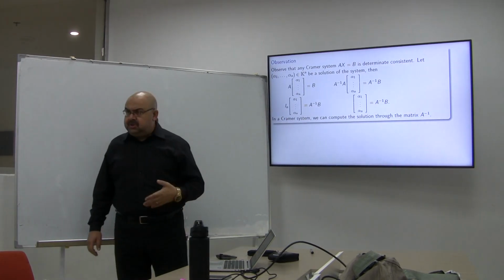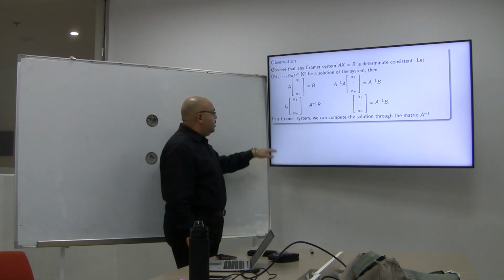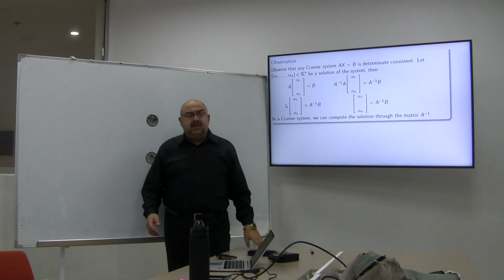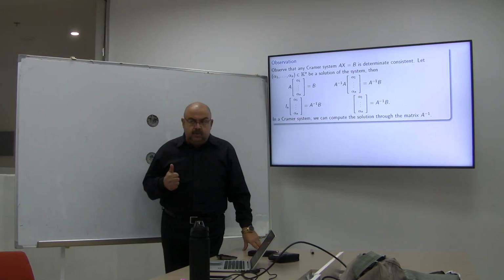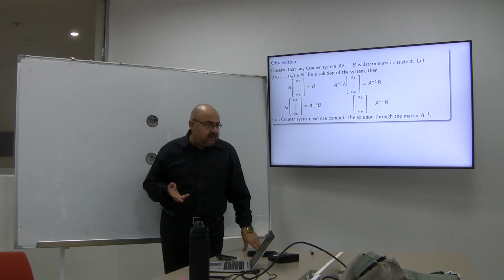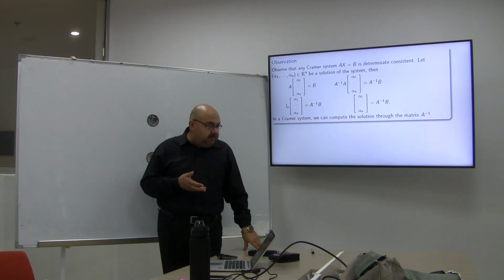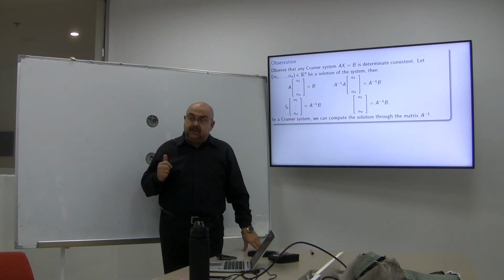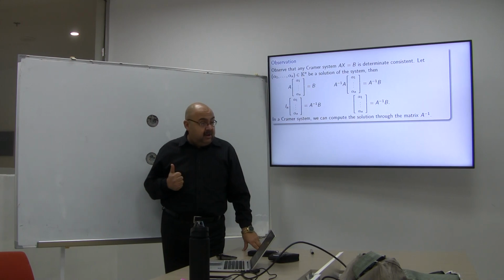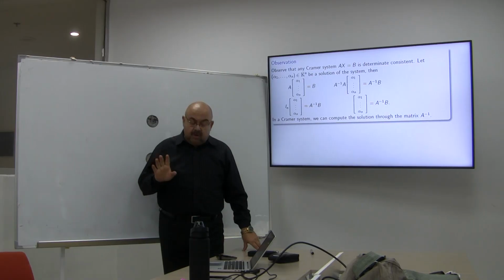It's just introducing what we are doing. In a Cramer system, we can compute the solution through the matrix A minus 1. He's stating that if you have just only one solution, if you get the inverse of the coefficient matrix and multiply it by the result, you will have a solution for your system. It's exactly like what we did previously. And don't forget that once we had the inverse previously, we already tried methods like this. Any questions? Okay.